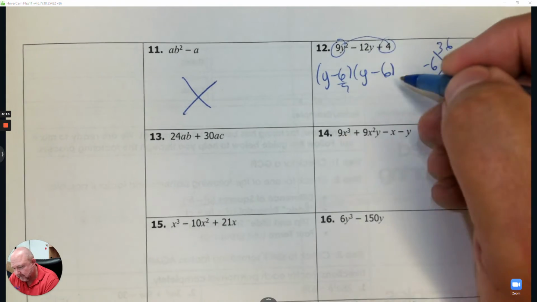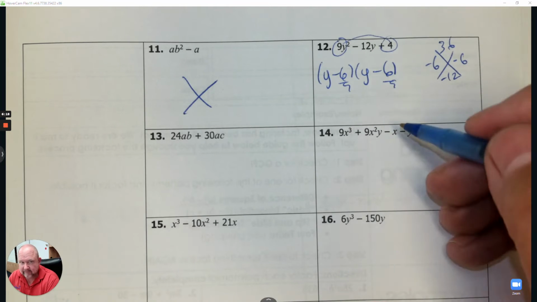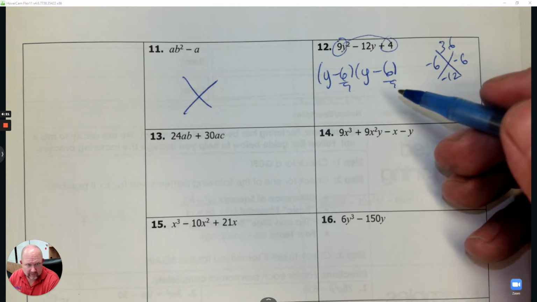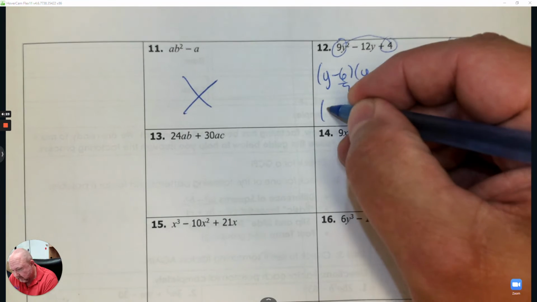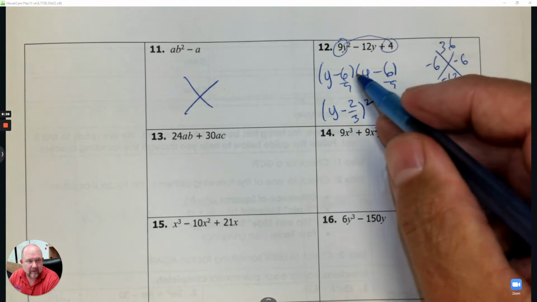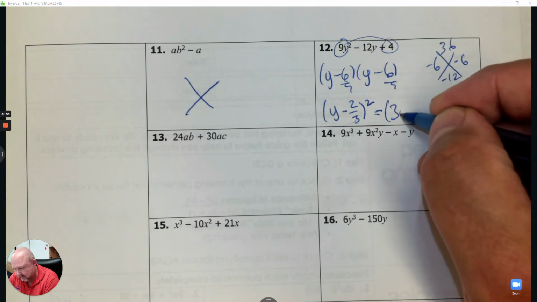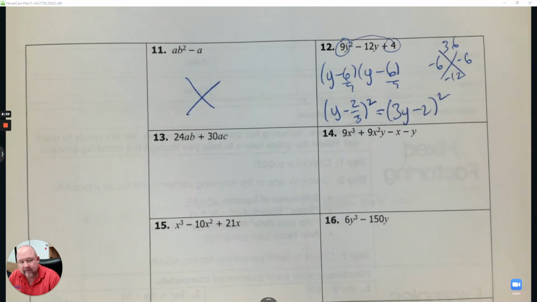And then I'm going to divide by 9. Now, a couple things I notice here. It's the same factor, so I only have to write it once. And I've got to reduce it down. So if I reduce it down, it's 2/3. But I can square it instead of writing it down twice. And then I slide that 3 in front. And there you go.